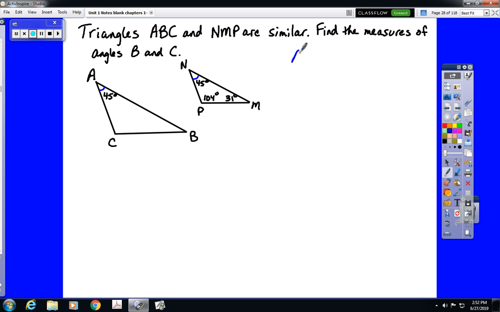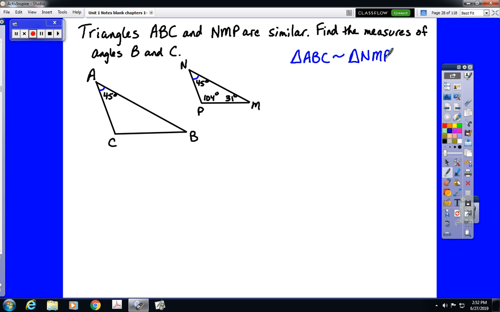So we would start off by saying, okay, we should write a similarity statement. So let's start with triangle ABC is similar, and then we have to make sure we name the second triangle the same way. So since A and N are congruent, N has to come first. Since B and M relate to each other, M would come second, and C and P, so P would come third.